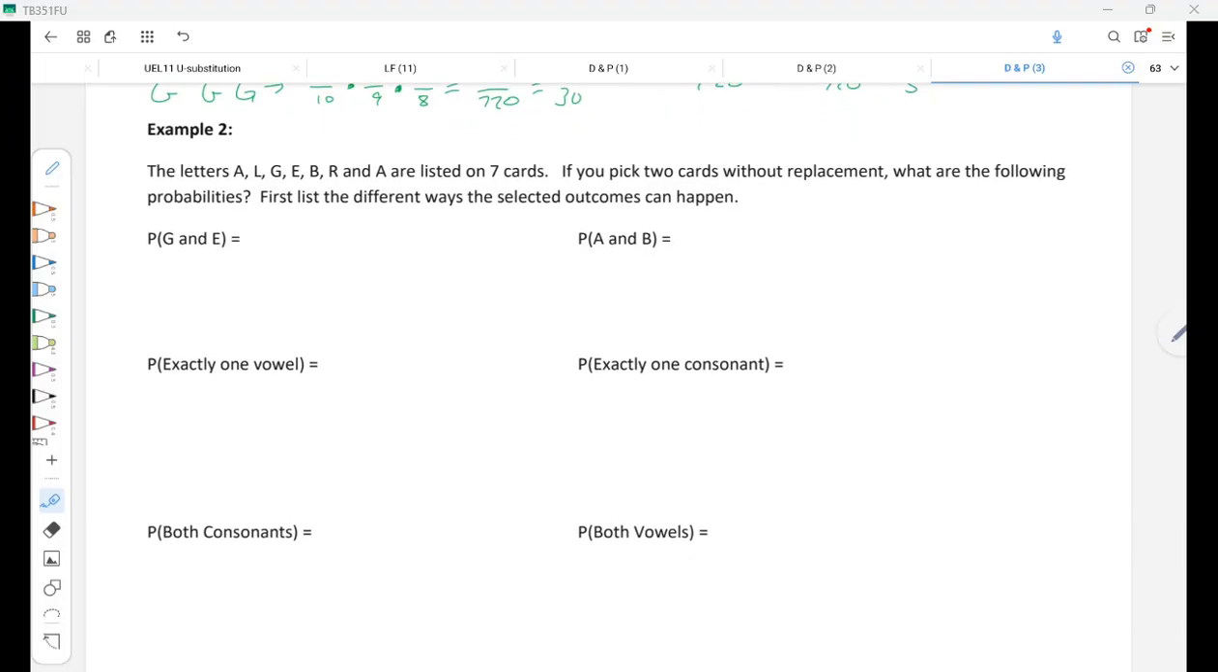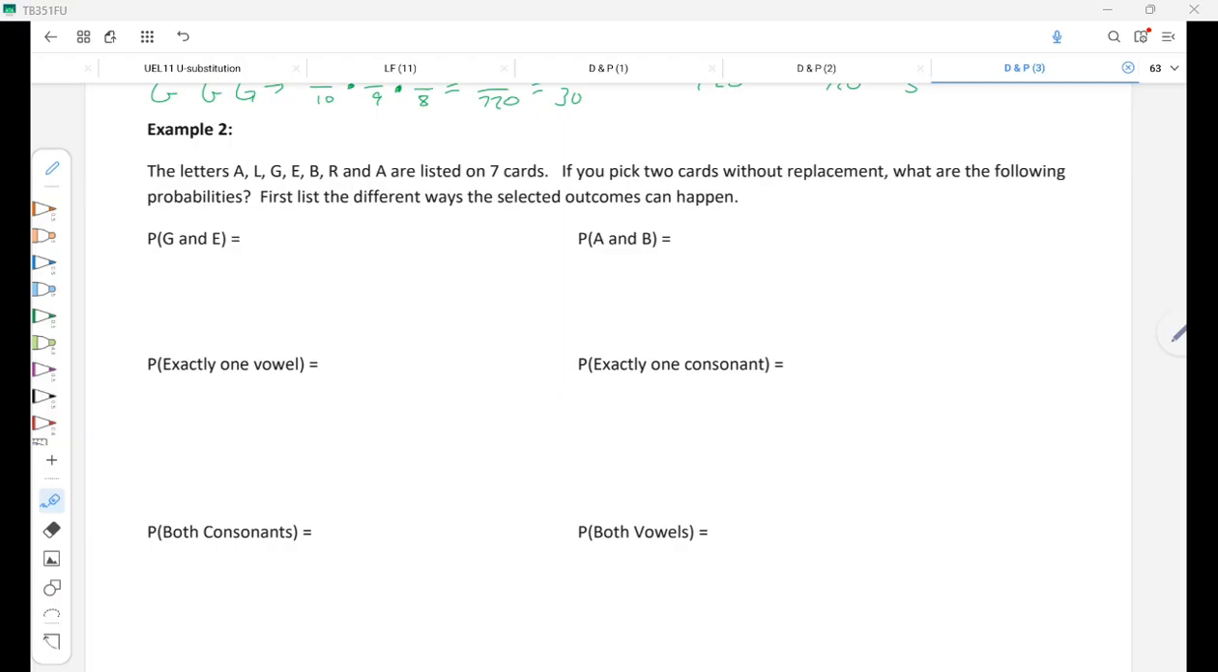All right. Okay. Example 2. There are a lot of questions here. We'll do some of them. I'll let you guys try a couple of them. I want to point out some things in these problems as we go along. So example 2 is cards in a bag, where again, we're picking without replacement.